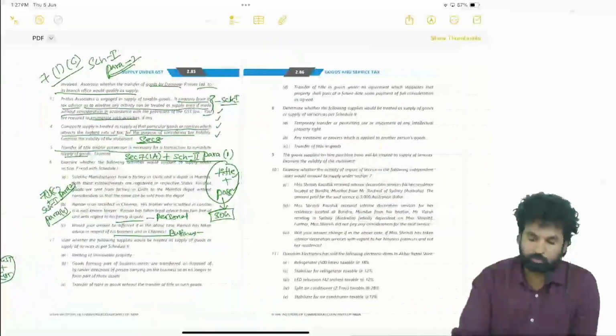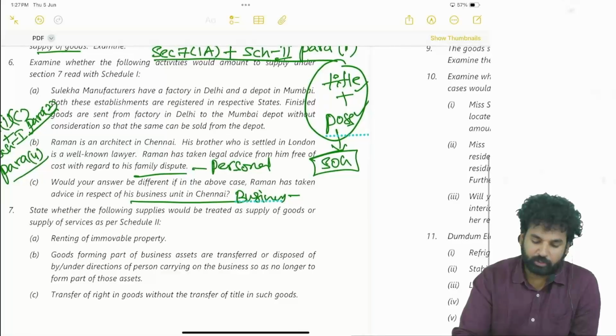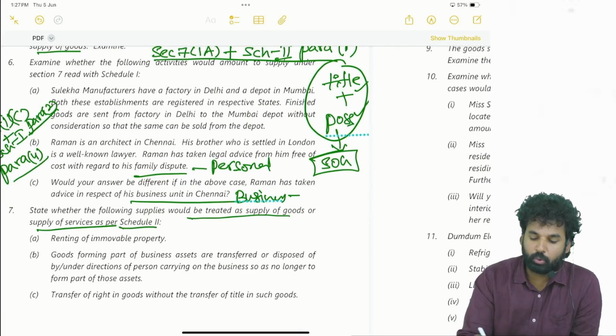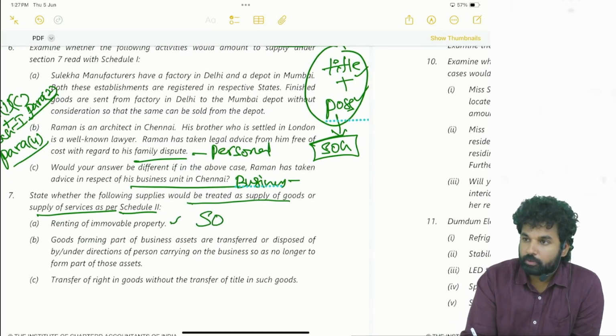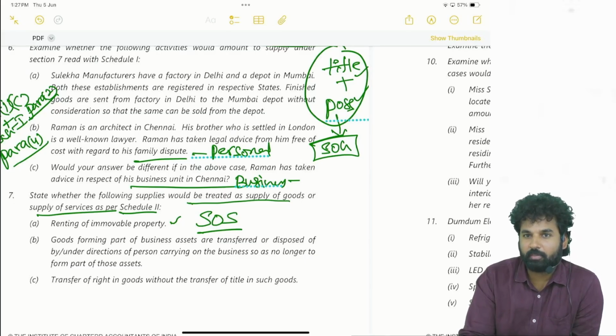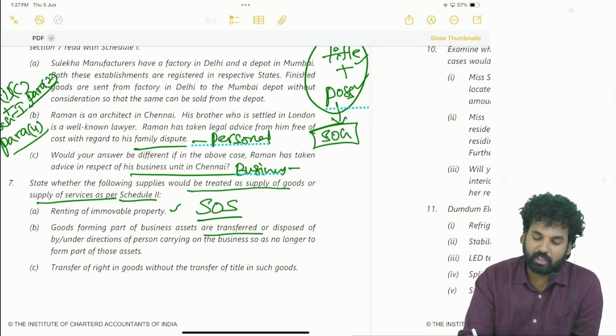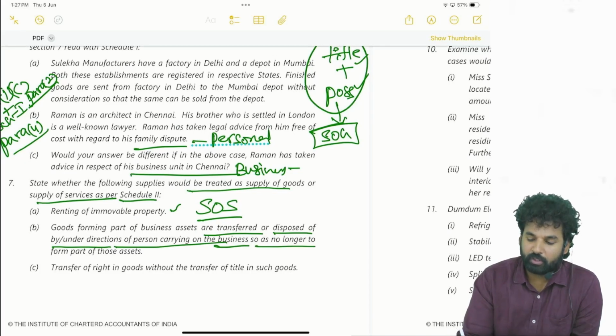Last for now, then we will break for lunch. State whether the following supplies would be treated as supply of goods or supply of services as per schedule 2. Renting of immovable property, supply of service. Sale of immovable property, not a supply. Why is it not a supply? First of all, there is no goods or no service. Goods forming part of business assets are transferred or disposed of by or under the directions of the person carrying on the business, so as to no longer form part of those assets.